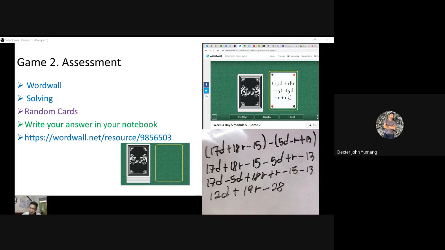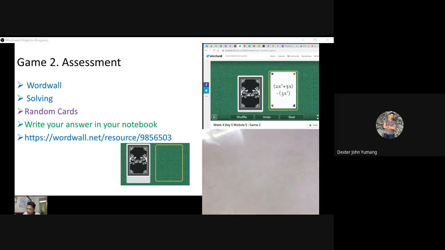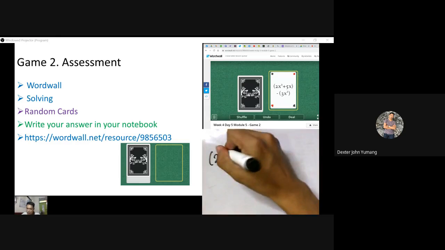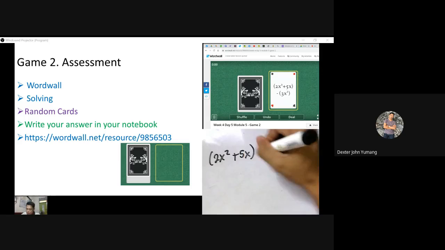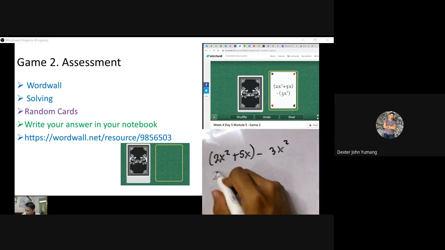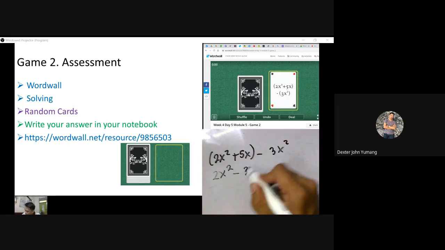Okay, next. The next card is... Okay, allow me to erase this one. The next card is... 2x squared plus 5x subtracted to the 3x squared. So, i-combine lang natin. So, partner ni 2x squared is negative 3x squared. Si 5x naman, walang partner, so bring down.